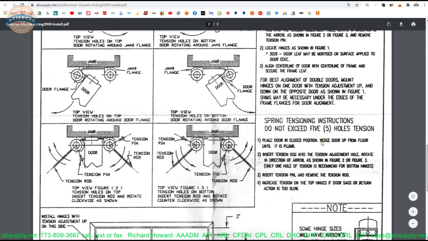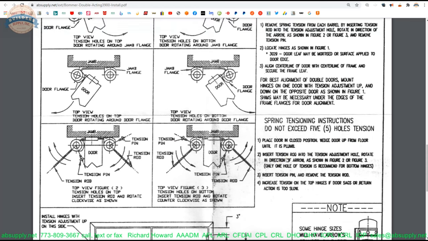Place door in the closed position. Wedge door up from floor until plumb. Insert the tension rod. So what they're saying is, now that you have everything mechanically fastened, the hinges are attached to the frame and the door, get it all into the opening, shim it up, and then start to set tension. Do not exceed 5 holes of tension.